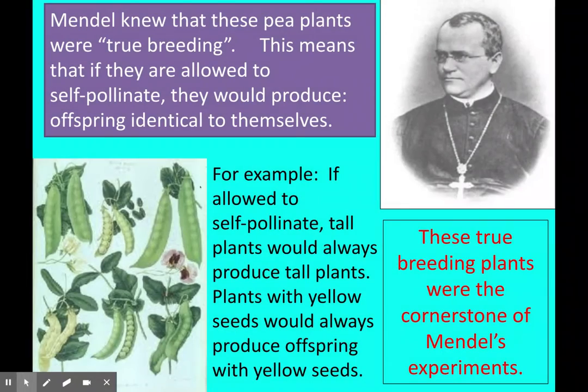Now, he had to have what are called true breeding plants. And what this means is when these plants produce offspring, they're always going to produce the exact same type of trait. That way, he knew what offspring to predict. If you have a pea plant that sometimes would produce green or sometimes would produce yellow, then that wouldn't be true breeding. It would always have to produce, let's say, green peas always and 100% of the time to be considered true breeding.